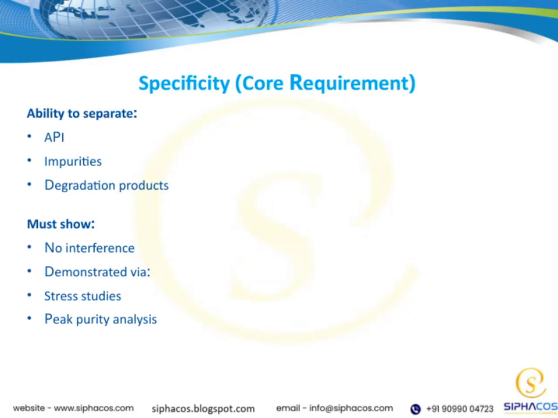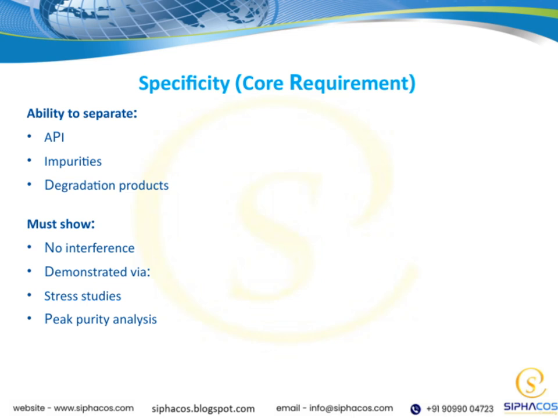Let's talk about specificity, which is a core requirement in our analytical methods. This means our method must be able to distinguish the target API from other substances present in the sample. Specifically, it needs to separate the API from impurities and degradation products effectively. It's crucial that our analysis shows no interference from these other components, ensuring the accuracy of our results. To demonstrate this, we rely on stress studies, where we intentionally degrade the API under different conditions to see if our method can still accurately identify and quantify it.